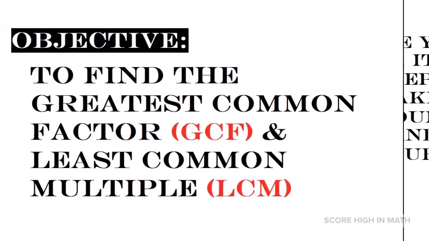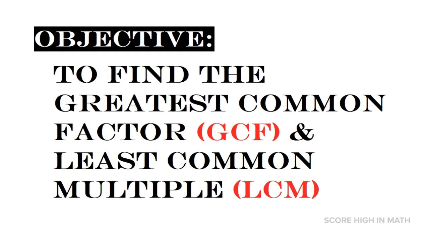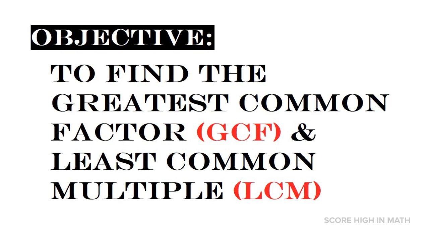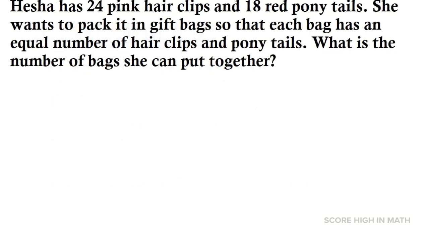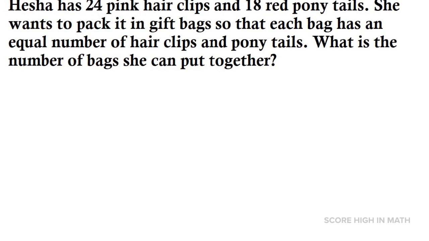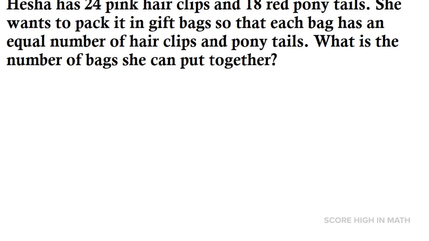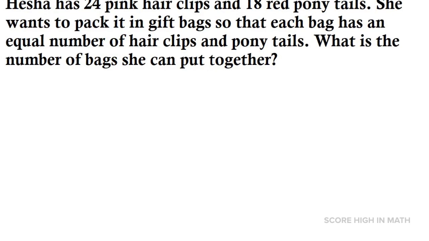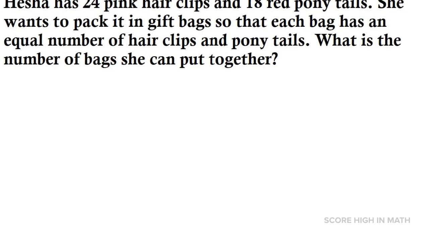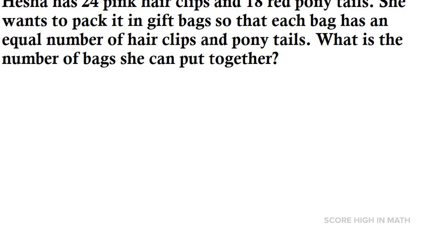Okay, guys? The objective of our main lesson is to find the greatest common factor, which is called GCF, and least common multiple, which is LCM. Let us work on this example so that you will be guided. Hesha has 24 pink hair clips and 18 red ponytails. She wants to pack them in gift bags so that each bag has an equal number of hair clips and ponytails. What is the number of bags she can put together?